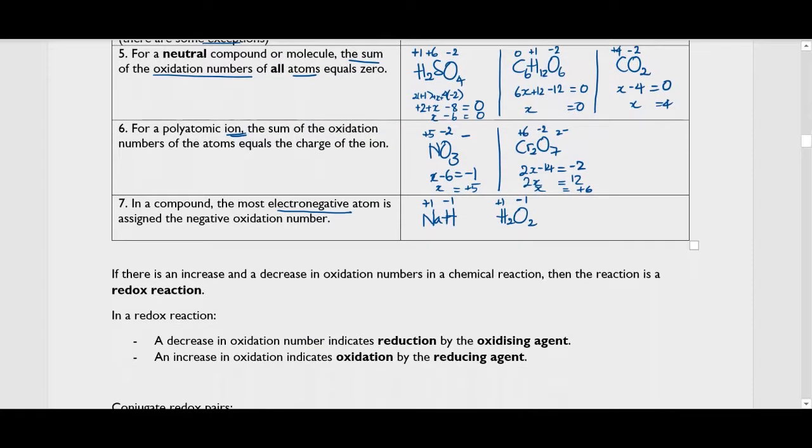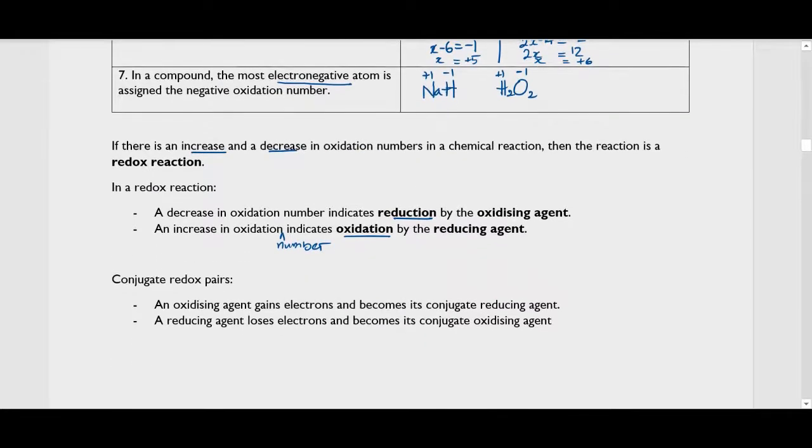All right, so let's talk about how we can use oxidation numbers to determine a redox reaction. In general, if you detect a change in oxidation number going from reactants to products, then the reaction is redox. More specifically, if there is an increase and a decrease by 2 different species most of the time in oxidation number, then the reaction is a redox reaction. A decrease in oxidation number indicates reduction, and an increase in oxidation number indicates oxidation, okay?